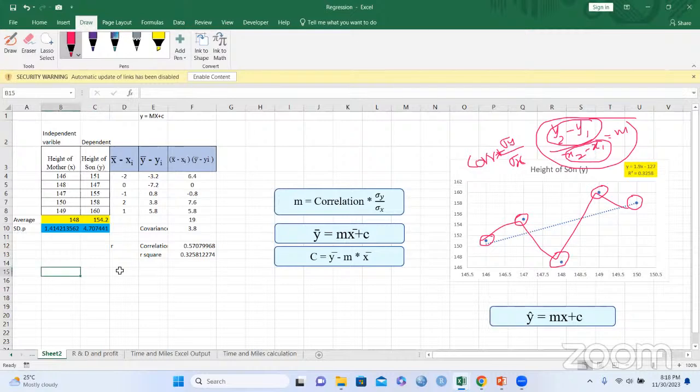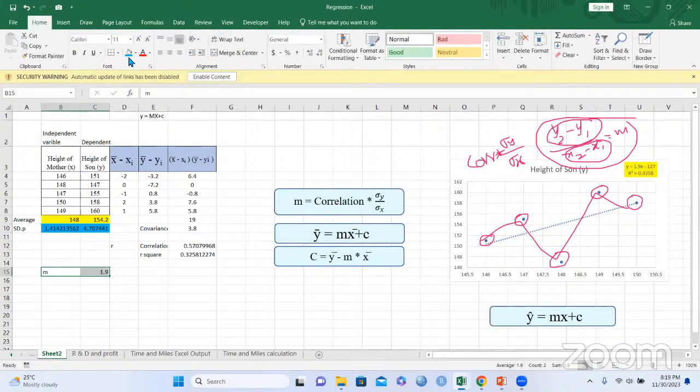Yes, sir. Fine. So to find out m, we have to just find out the product of correlation, multiplied by standard deviation of y divided by standard deviation of x. I hope you know the BODMAS rule. Based on that, there is no need to find out brackets or something like that. So the numerators will get multiplied, which will be divided by that one. So our slope has come as 1.9.